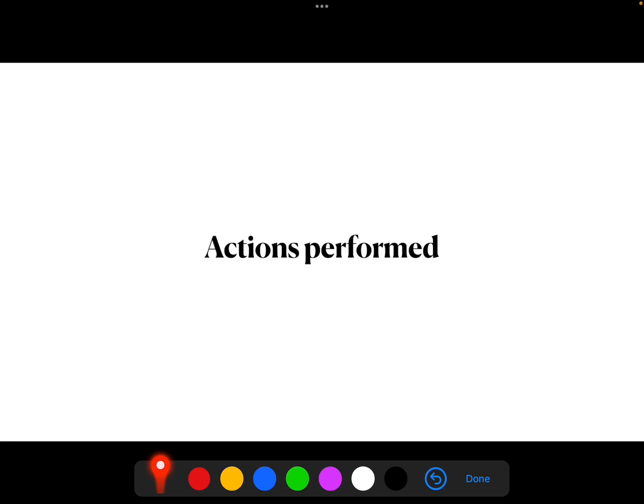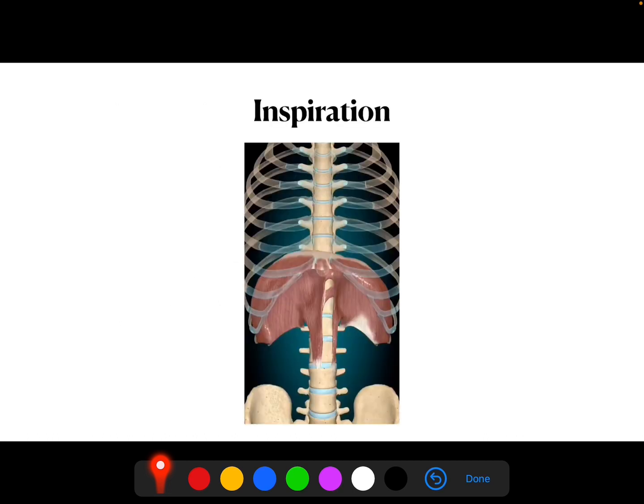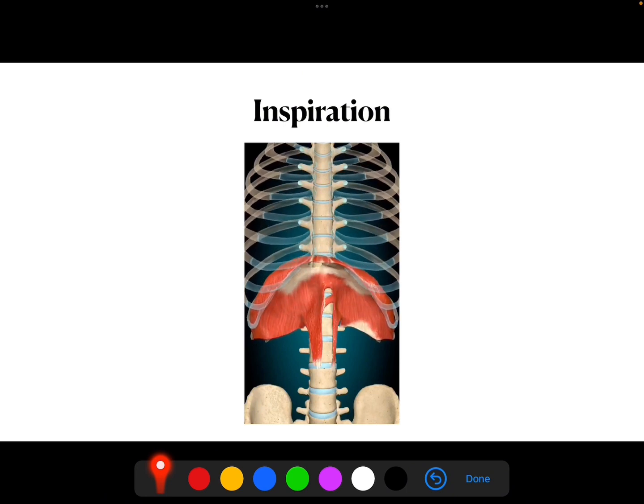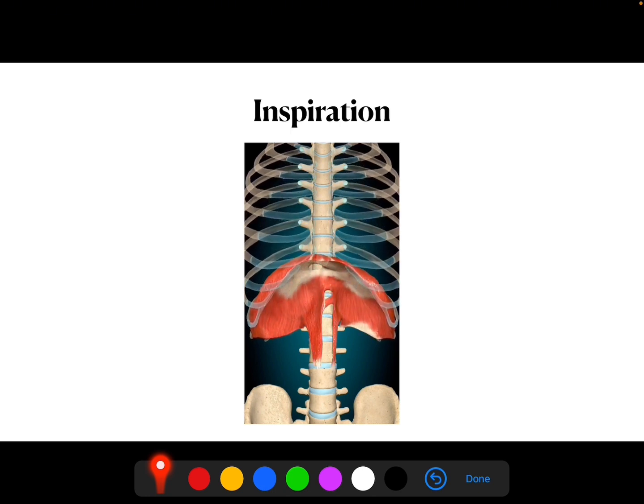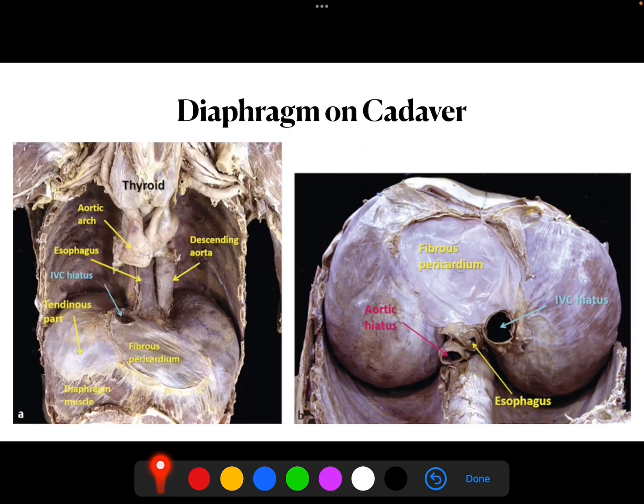Now let's look at the actions performed by the diaphragm. Inspiration. This is what it looks like on the cadaver.